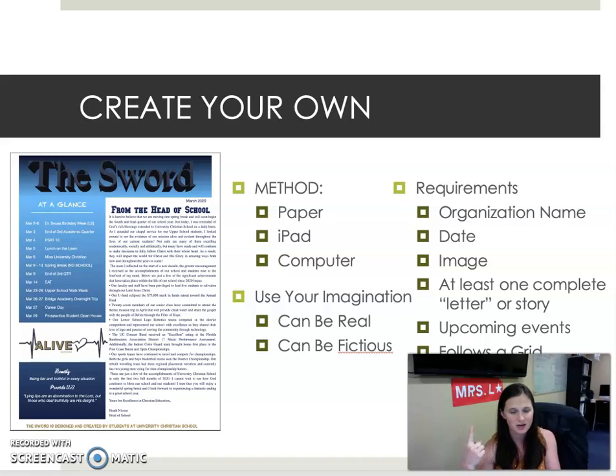And like I said, for our methods, you can use what you can find. If you want to use paper, go for it. If you want to use an iPad, if you have a computer at home, I don't care what programs you use, just make it happen. So I want you to use your imagination. This can be something real or it can be something fictitious.